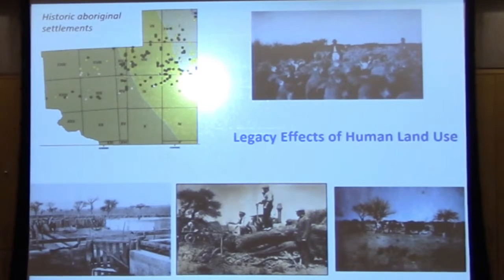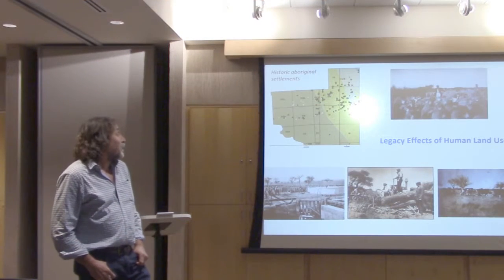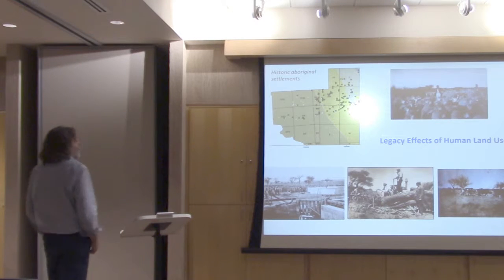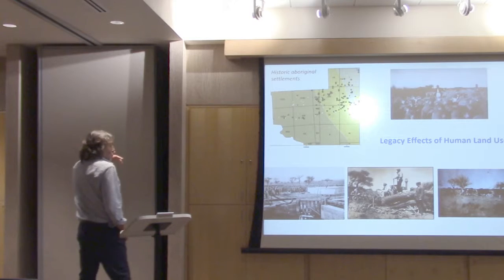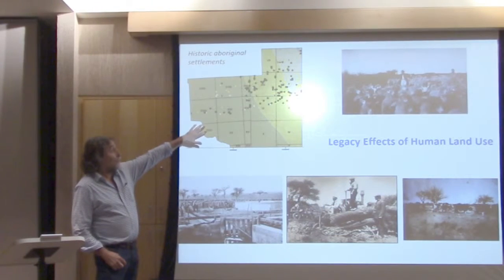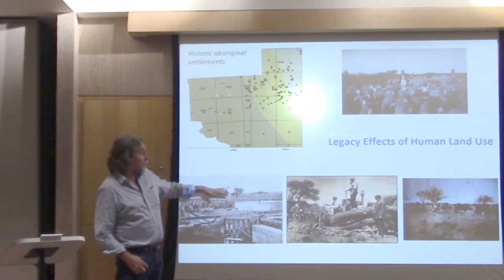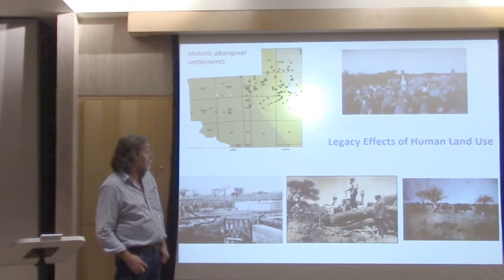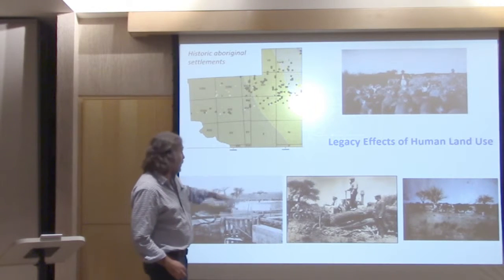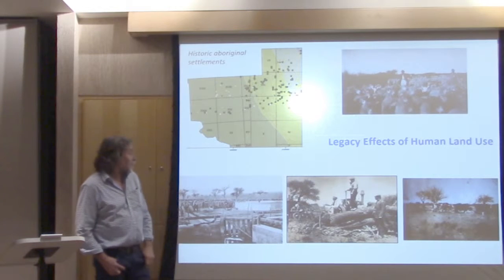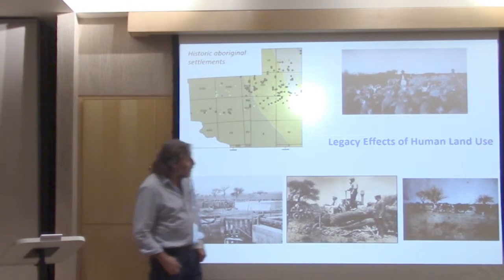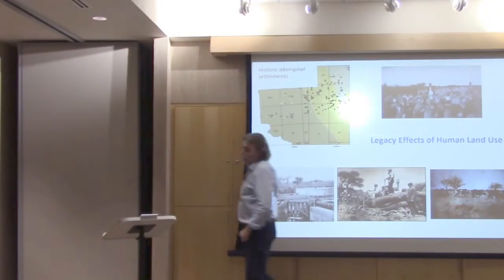So what are the factors that could lead to the different types of patterns? Of course, we have a legacy effect of human land use. What we see right now is in large part what happened in the past. This area was heavily used by the Aboriginal population, and then when European settlement came to these areas in the late 1800s, they did a lot of things like deforestation, clearing the forest or opening it for grassland, and even some cultivation, so land use change.